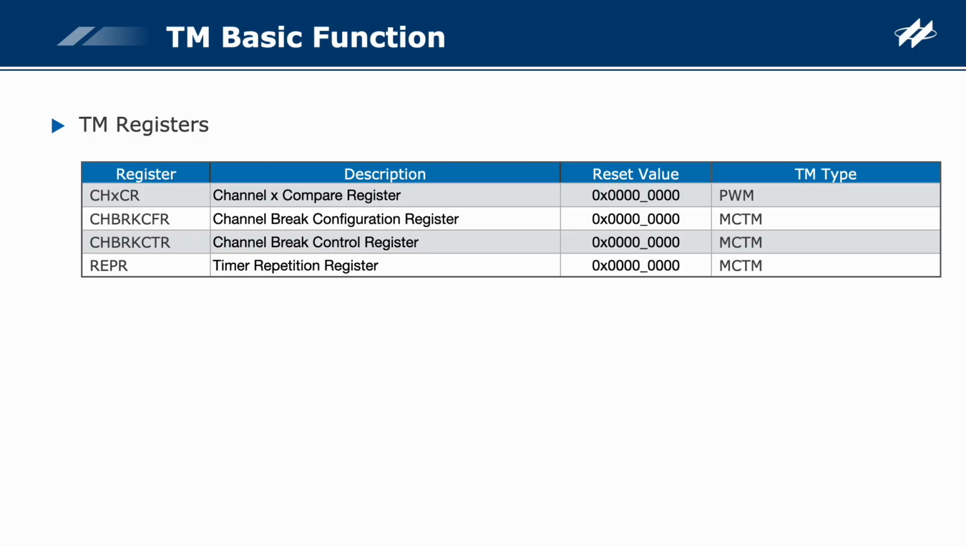The channel break configuration register specifies the channel output idle state when the MCTM uses the break function. The channel break control register specifies the MCTM channel break control bits. The timer repetition register specifies the MCTM timer repetition counter value.